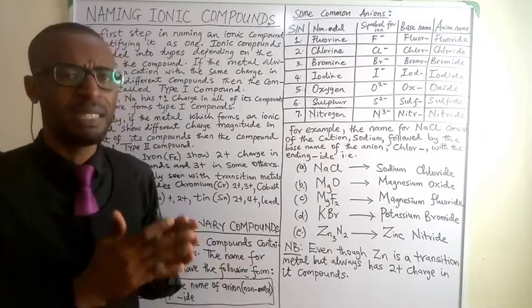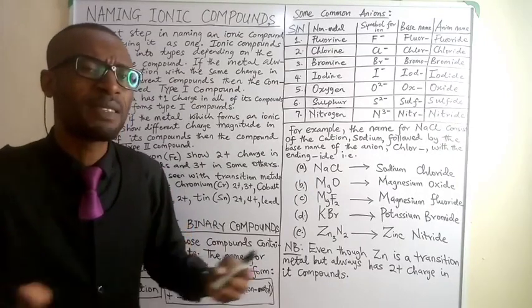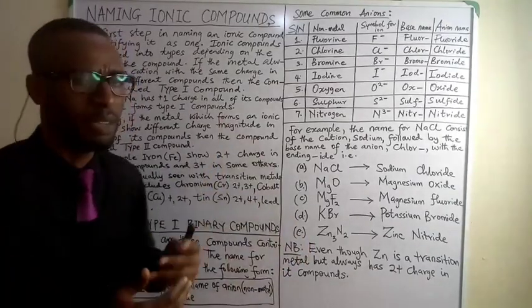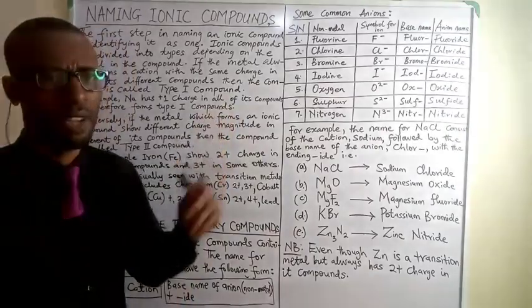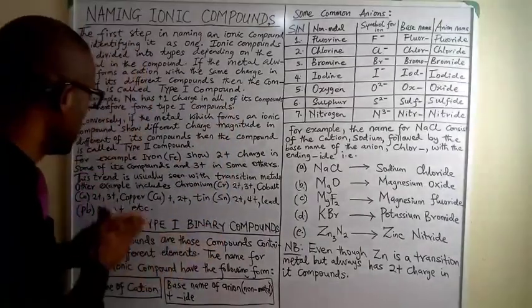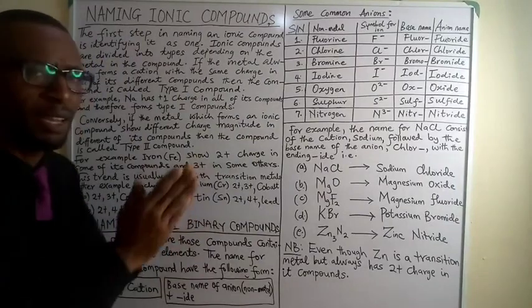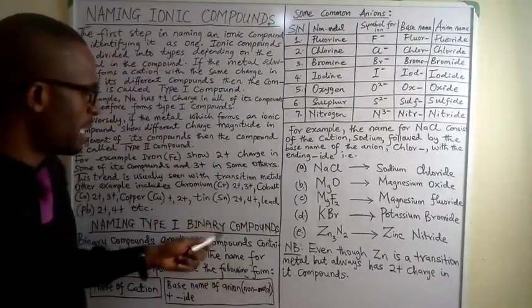In this series, in this stage, we are still trying to break down concepts that we find in ionic bonding. And today we are talking about naming of ionic compounds, and again, we are going to focus on naming type 1 binary compounds. You see, right now we have brought in another term, which is binary.